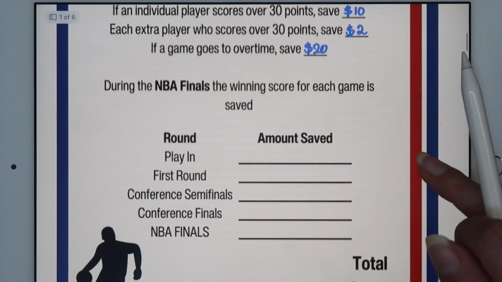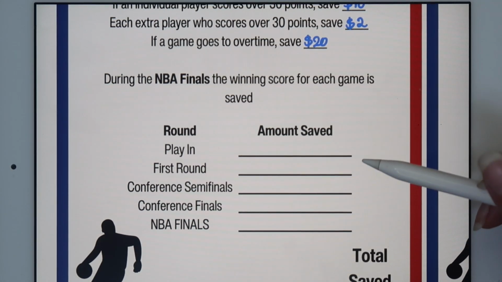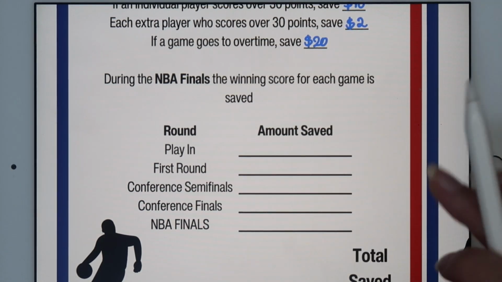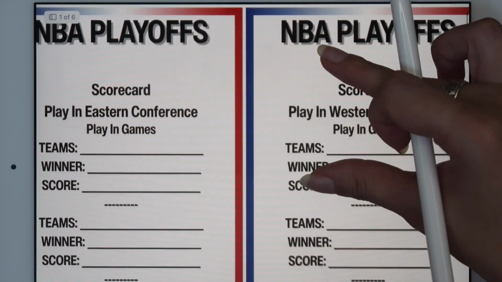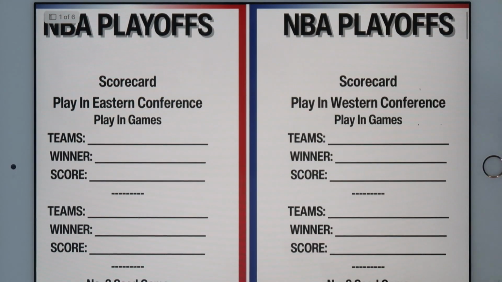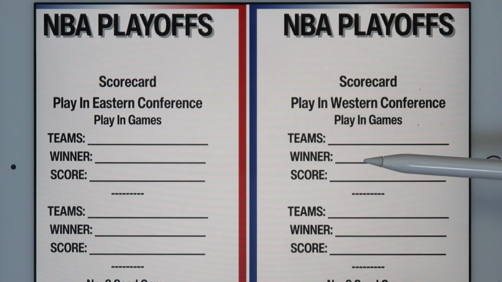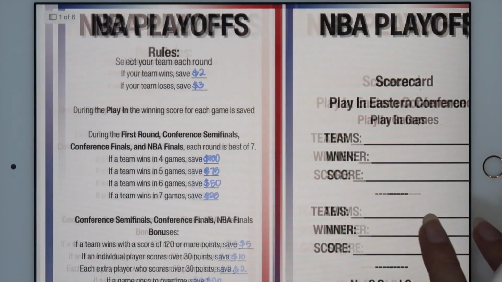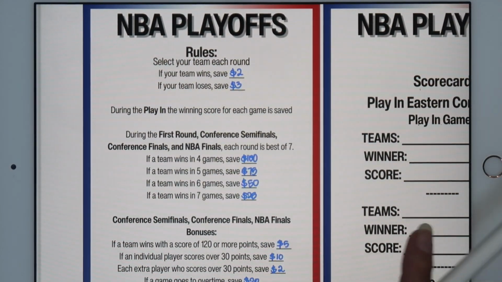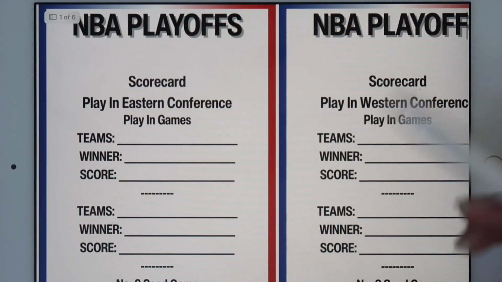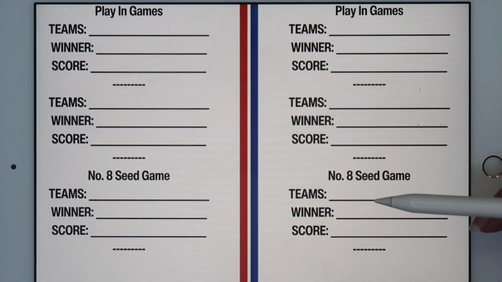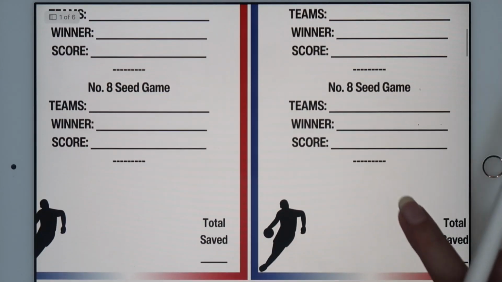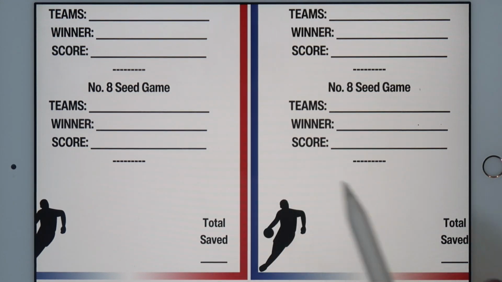And then I'll have a little score sheet down here to remind me how much money I've saved through each round. So we'll have our play-in Eastern and Western conferences. I'll have the teams playing, and then our winner, and then the score, because I'll be saving the winning score for each game, since it's only one game per play-in. And then same thing with the number 8 seed game. I'll be putting down the teams, the winner, and the score. And then at the end, I'll be putting down how much was saved on each card.